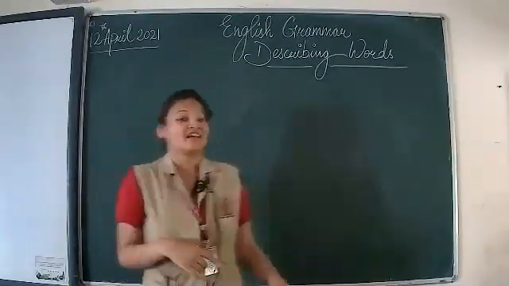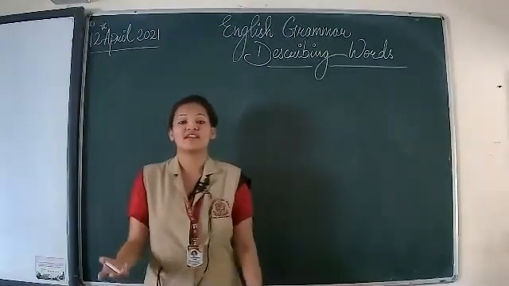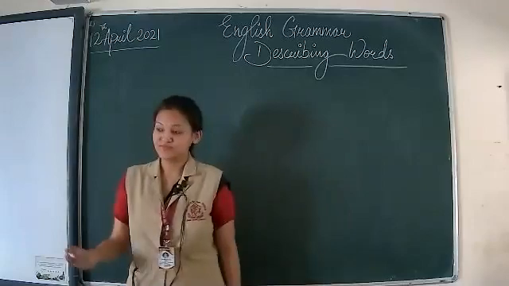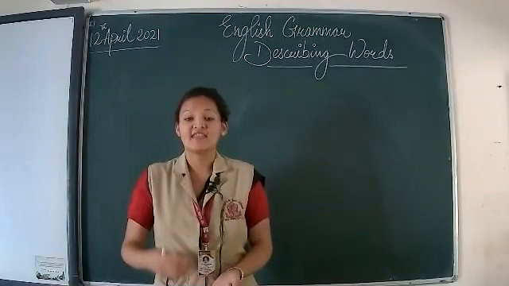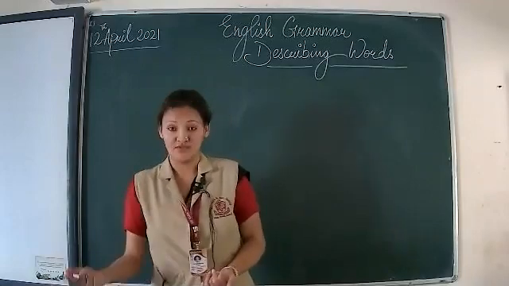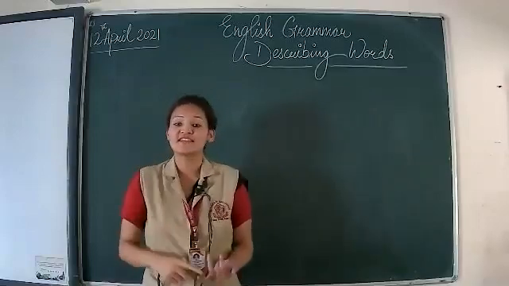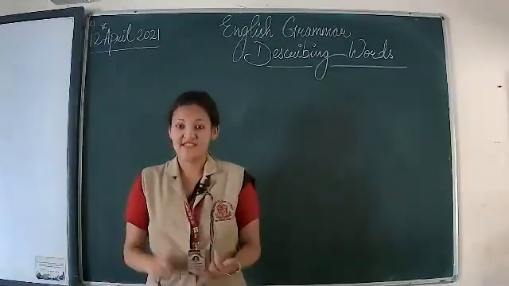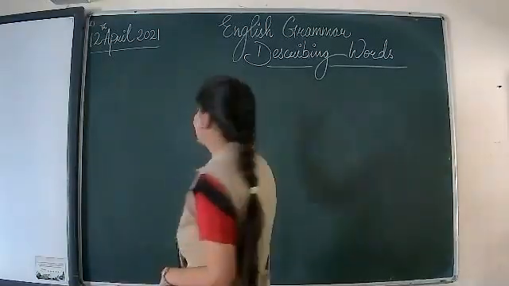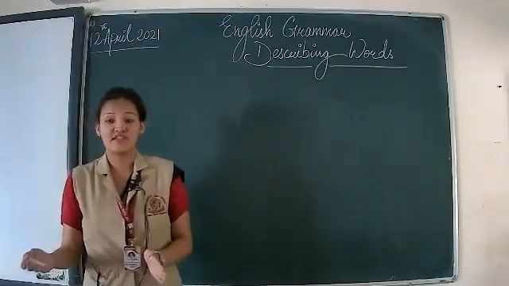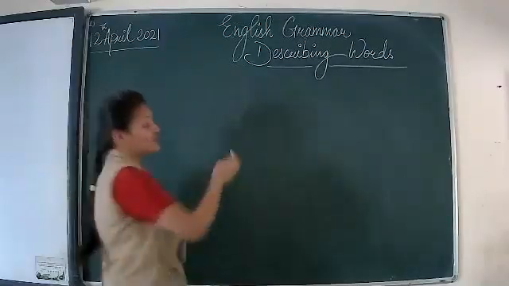That is describing words. What is today's topic? Describing words. Now, what are describing words? Describing words are words that describe nouns, the naming words. What were the naming words you have studied in the previous class? Names of persons, places, things, and animals. Now, just like naming words are called nouns, describing words are known as adjectives.